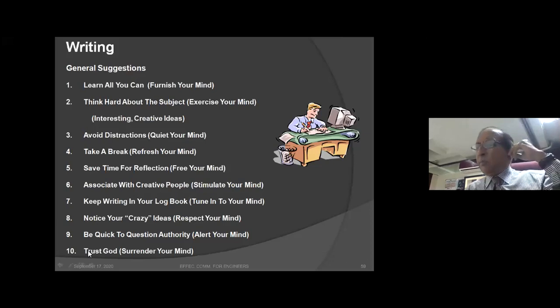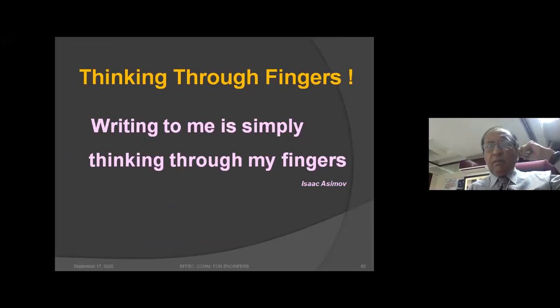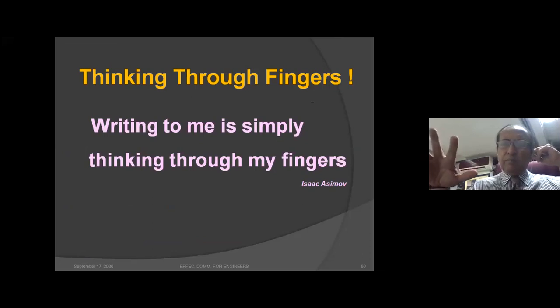Isaac Asimov was a very famous American science fiction writer. I think he wrote more than 500 books. Some of you might have read some of his books too. He says, "Thinking through fingers. Writing to me is simply thinking through my fingers."